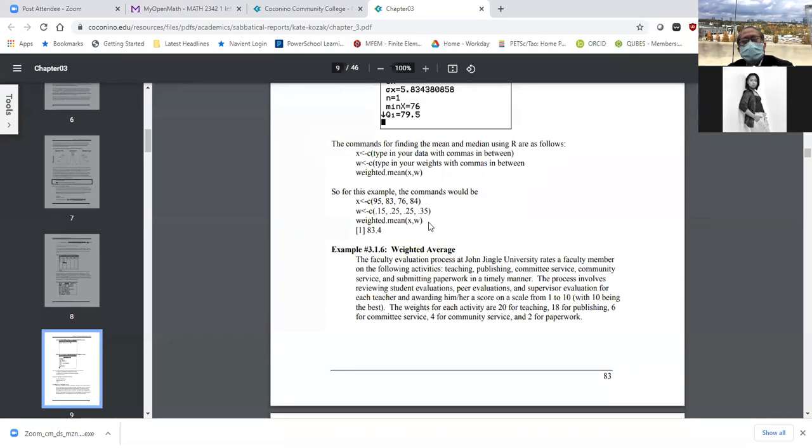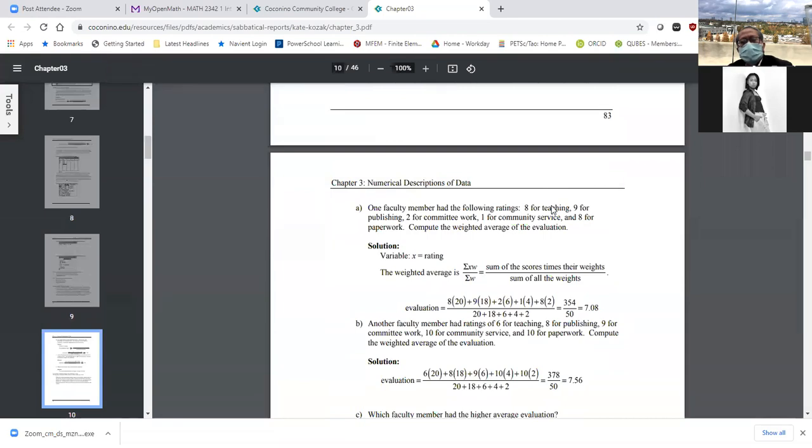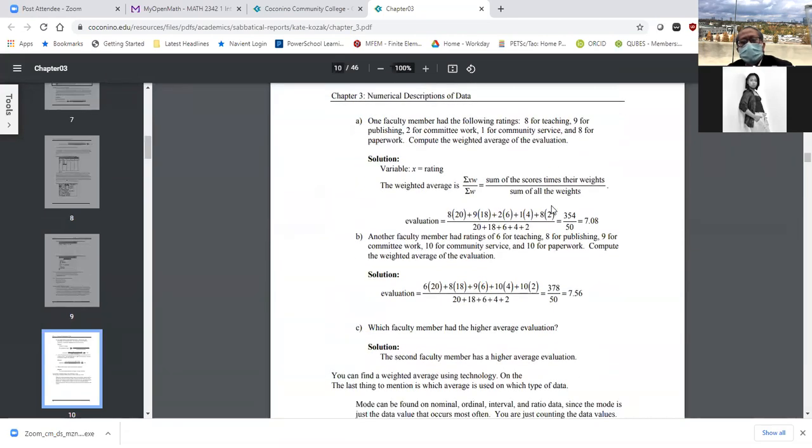And also this is the weighted average, or weighted mean, using the R. Okay. Yeah, the other example is your GPA. So your GPA also uses the weighted average. Okay?